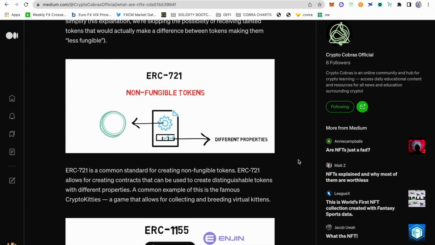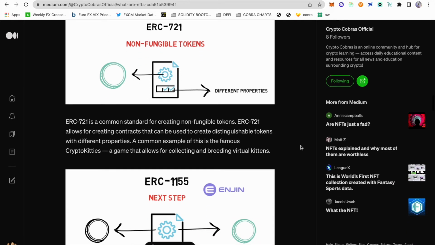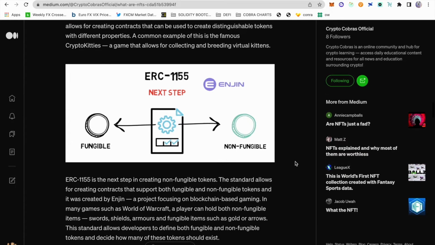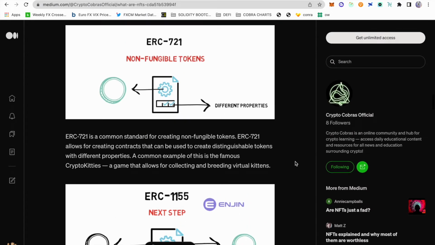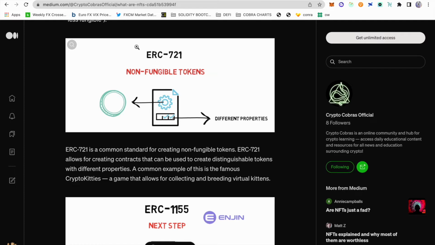So ERC721 is a common standard for creating non-fungible tokens. ERC721 allows for creating contracts that can be used to create distinguishable tokens with different properties. A common example of this is the famous CryptoKitties. CryptoKitties was the first thing that crashed Ethereum, and I'll never forget it, back in 2017-18. A game that allows for collecting and breeding virtual kittens, like a Tamagotchi. So that's the first sort of prefix of ERC721. ERC721 is a non-fungible token standard created by the Ethereum Foundation, and CryptoKitties was its first sort of creation.